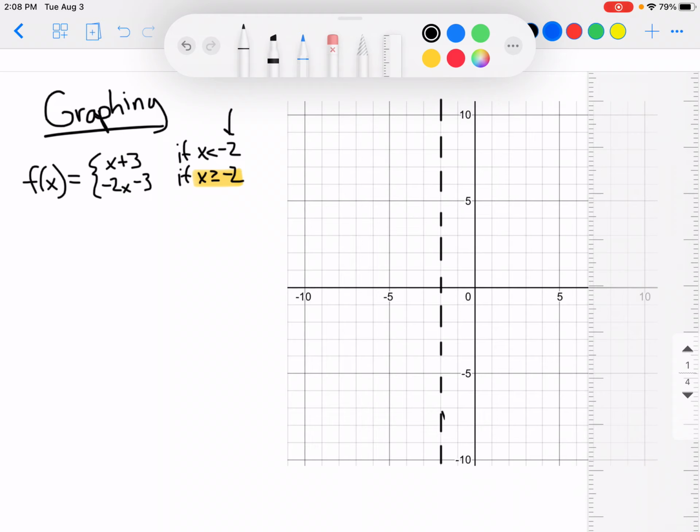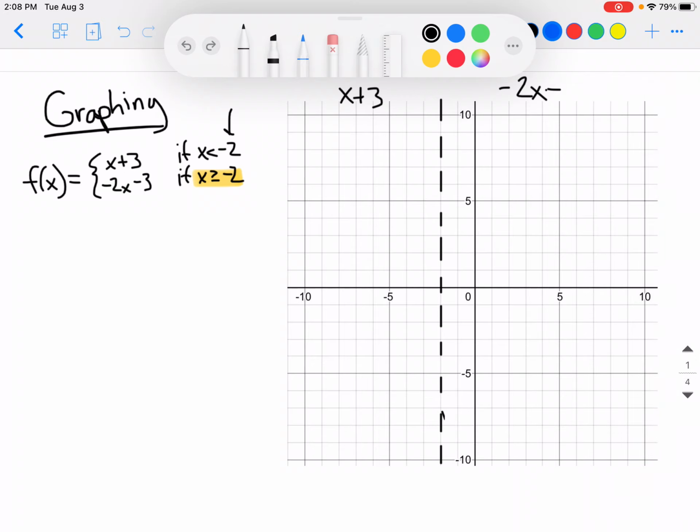On the left-hand side, I'll be graphing x plus 3. On the right-hand side, I'm graphing negative 2x minus 3. Now, let me get rid of my ruler. It's getting in the way now. There are two schools of thought on this. One is you just try to graph the line, this part on the left-hand side, and that's it. And then you'll just do this one on the right-hand side, and that's it. Or you maybe just graph everything, and then you erase what you don't need. And that's what I'm going to do. I'm going to graph everything and then erase what we don't need.